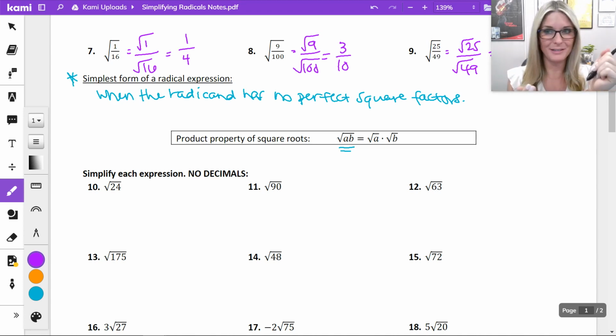And in the process of rounding it, I'm actually cutting off some of those decimal places, and it's no longer equivalent to the square root of 24. So we are going to leave it in a radical form answer. No decimals, okay? So number 10, we have the square root of 24.